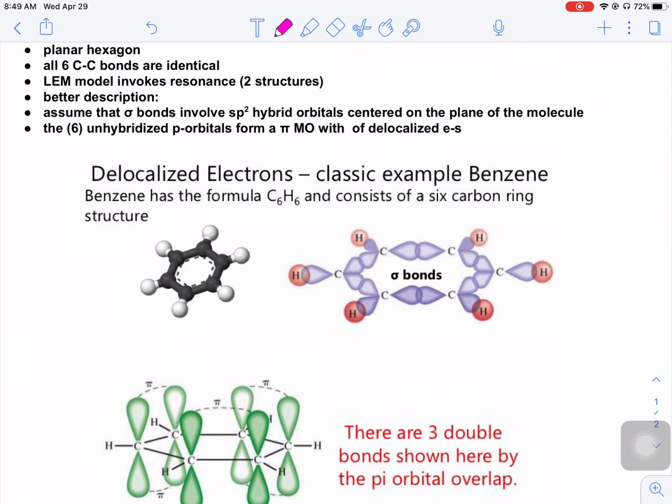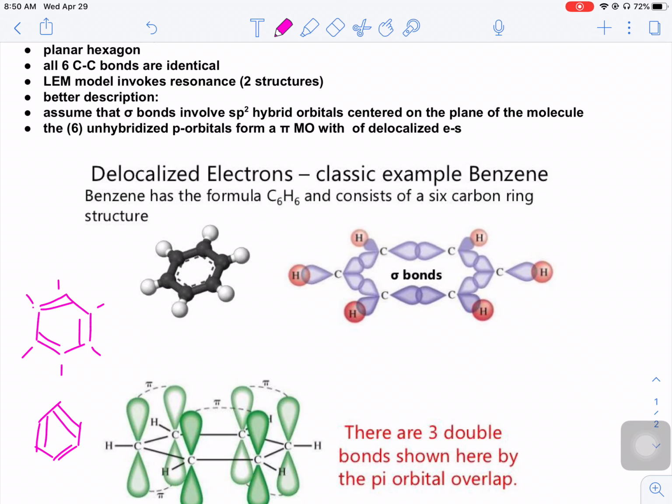Now, if you wanted to draw it, I'm going to simplify for you here. You could show it as a series of double bonds and single bonds. And keep in mind, there would be a hydrogen sticking off of each one of these carbons. And if you wanted to do the resonance structure, you could alternate where you place those double bonds.